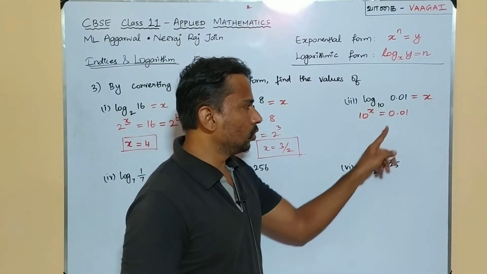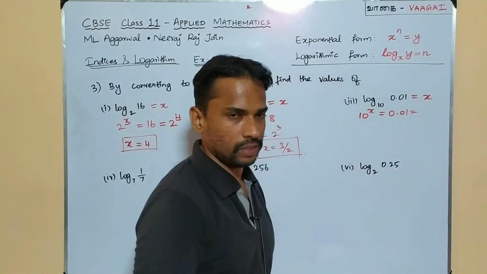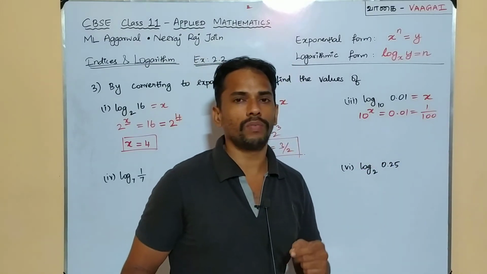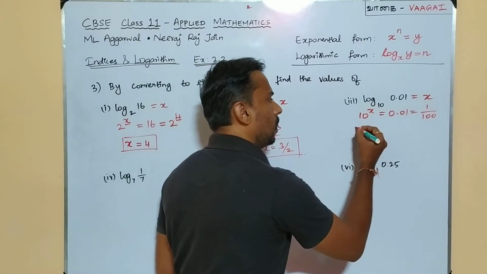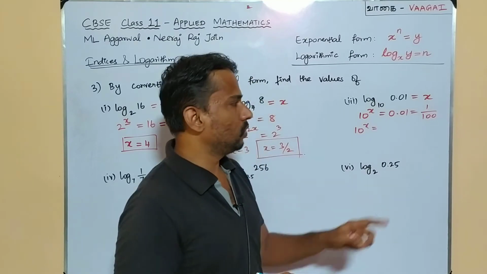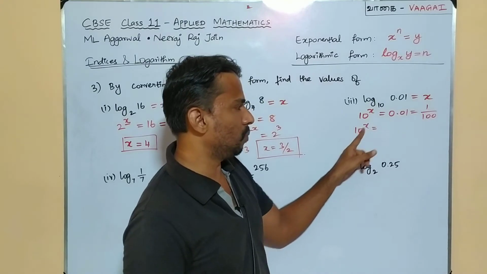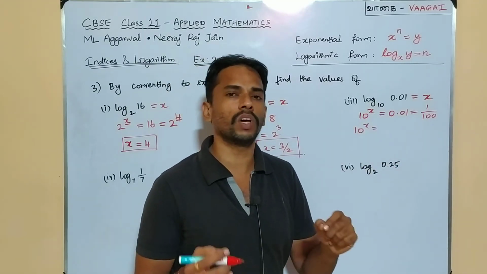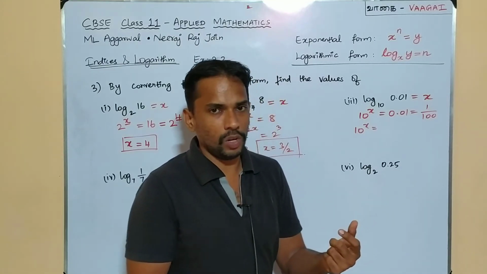Now this 0.01, just look carefully, I'm going to rewrite this as 1 by 100, because this is in decimal form, so if I want to write it as a fraction, I can write it as 1 by 100. Okay, so 10 power x is equal to 1 by 100, but we have to express this also with a power of 10. Because on the left hand side we have a power of 10, if the right hand side is also expressed in terms of a power of 10, it will be very easy for us to get the value of x, is it or not?